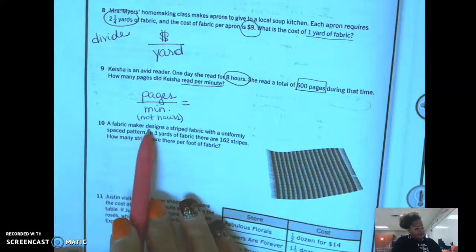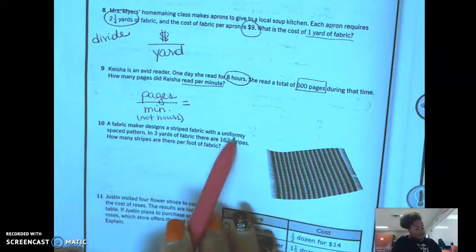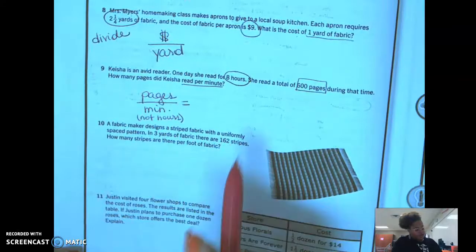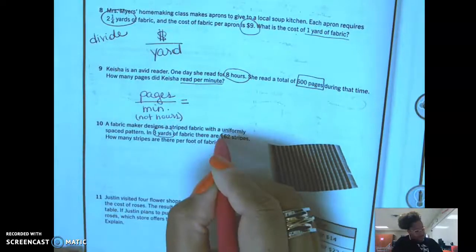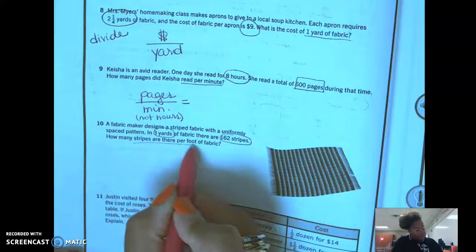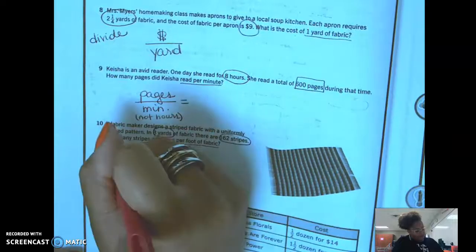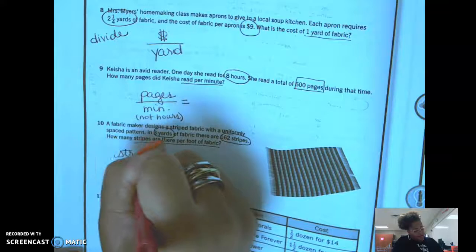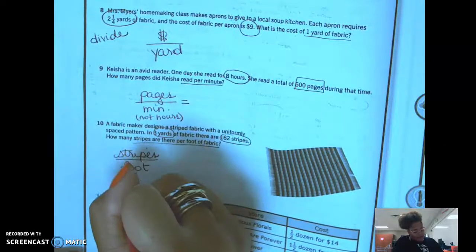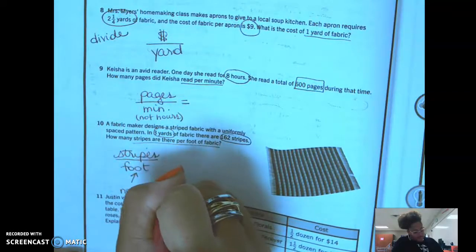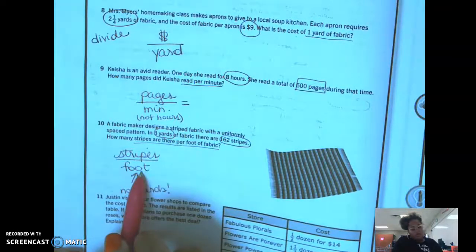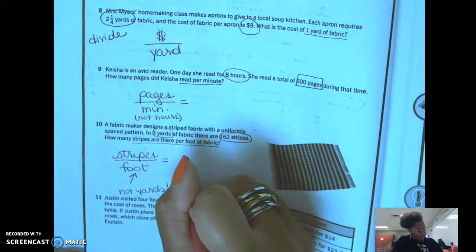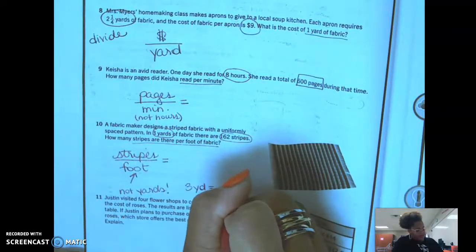A fabric maker designs a striped fabric with uniformly spaced pattern. In 3 yards of fabric, there are 162 stripes. There's a rate. How many stripes are there per foot of fabric? Stripes per foot. This is not yards. Do not put 3 there. You will get it wrong. You need to know what 3 yards is in feet.